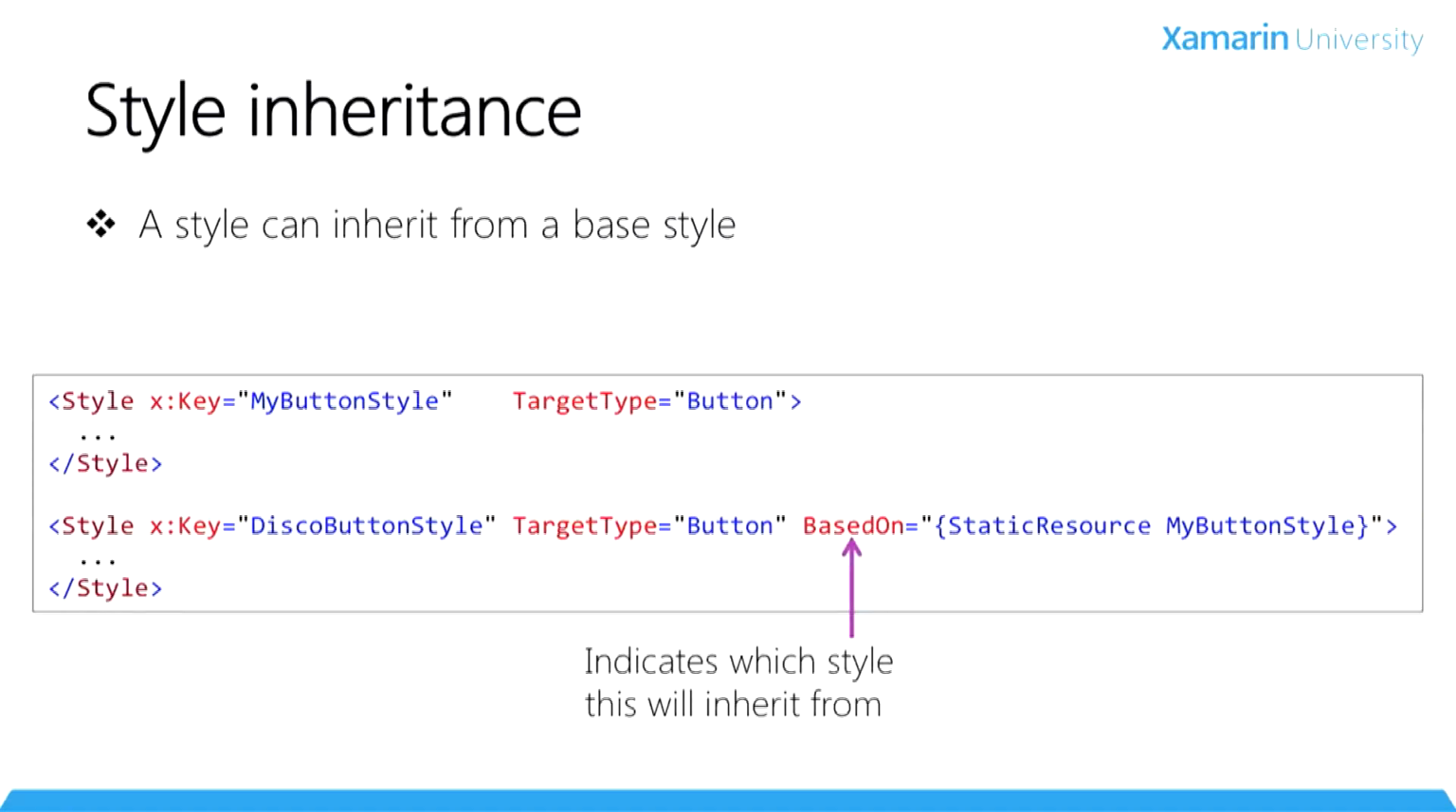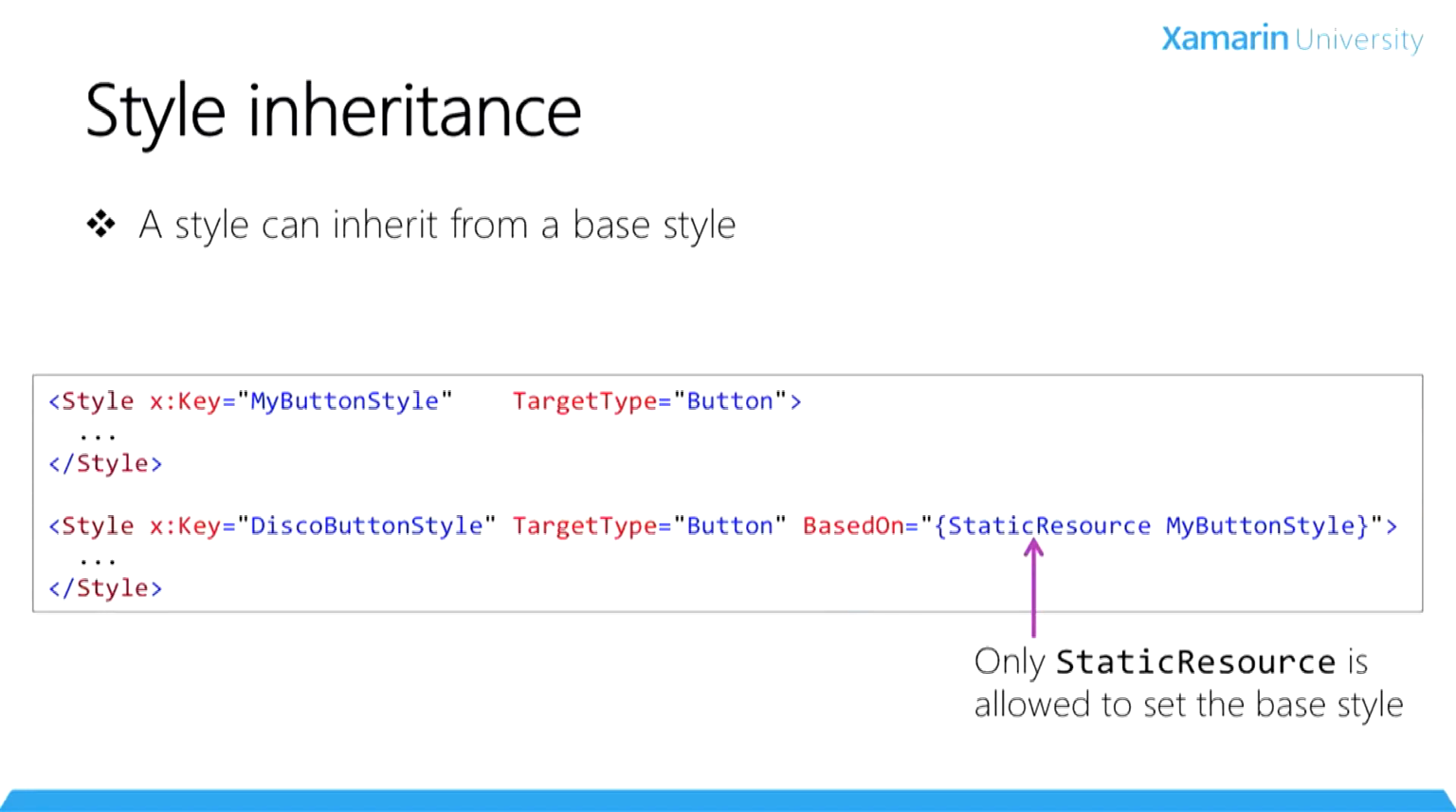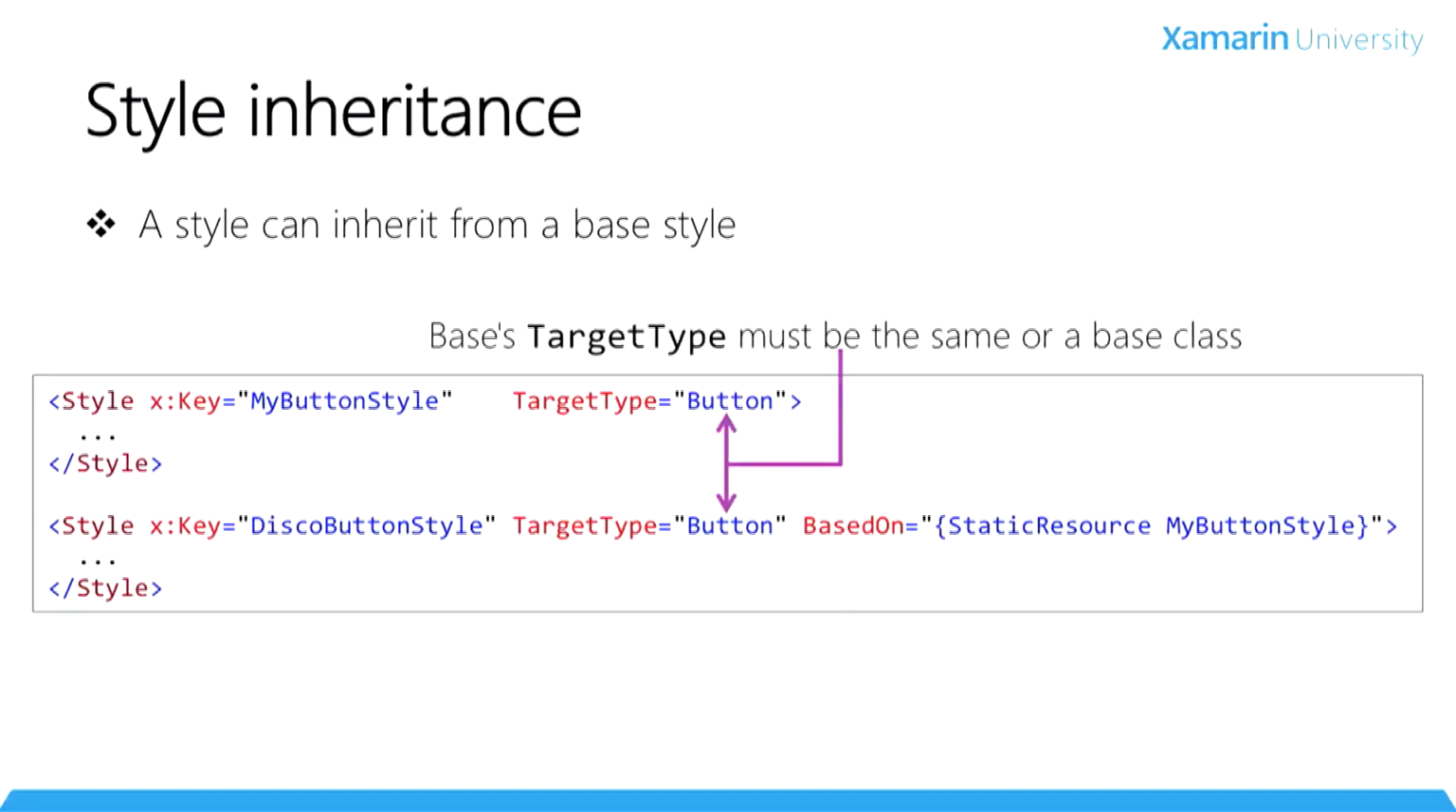We use BasedOn to indicate the style's base. You have to use a static resource to identify your base style. And the target types of the base and the derived styles must be compatible. So they must both target the same type, but the base style's target type can be a base class of the derived style's target type.